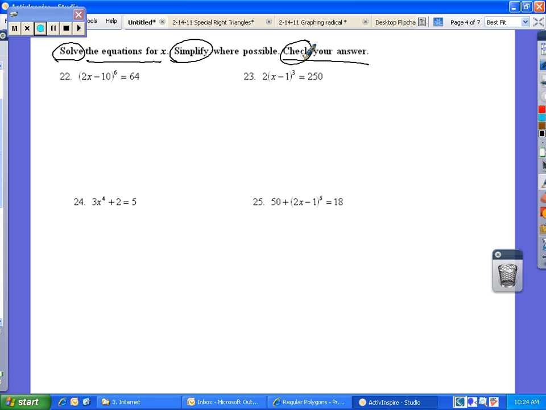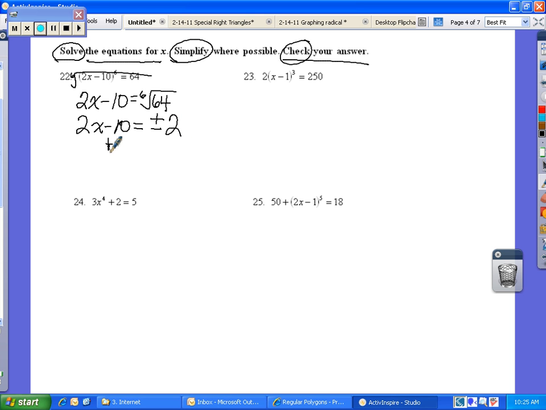Okay? So for the first problem, since this is to the 6th power, the opposite of the 6th power is taking the 6th root, so I'm going to take the 6th root of everything. The 6th root and the 6th power cancel out, I'm just left with 2x minus 10, and then I'm going to find the 6th root of 64. Remember I can either have the positive or the negative version of that, so that's plus or minus 2.